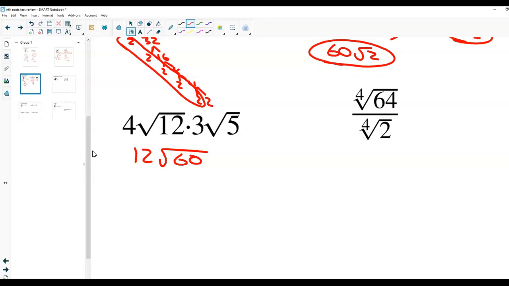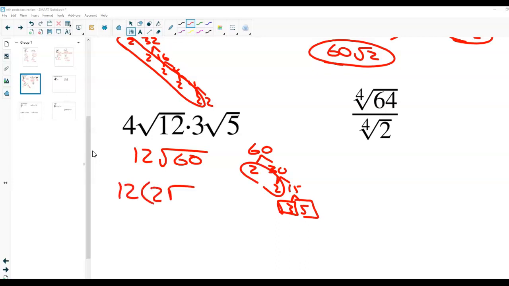Now, if you notice, once again, the numbers outside the radical get multiplied. The numbers inside the radical get multiplied. And then root 60 can be simplified. 2 and 30, 2 and 15, 3 and 5. I have a pair of 2's, and I have a 3 and a 5. 12 times 2 root 15. The 3 times 5 get multiplied and put back under the radical. 12 times 2 is 24. And we get 24 root 15.